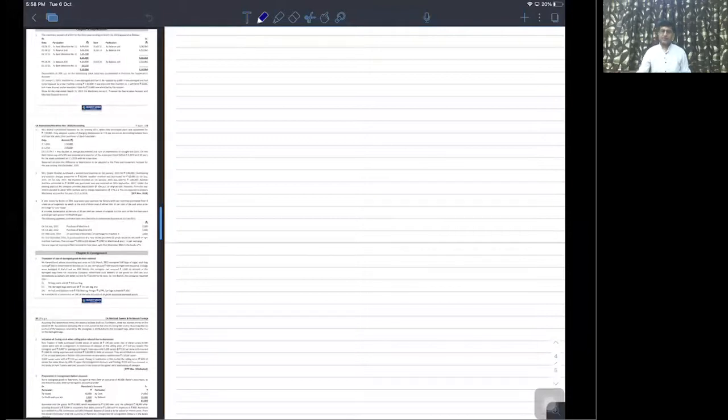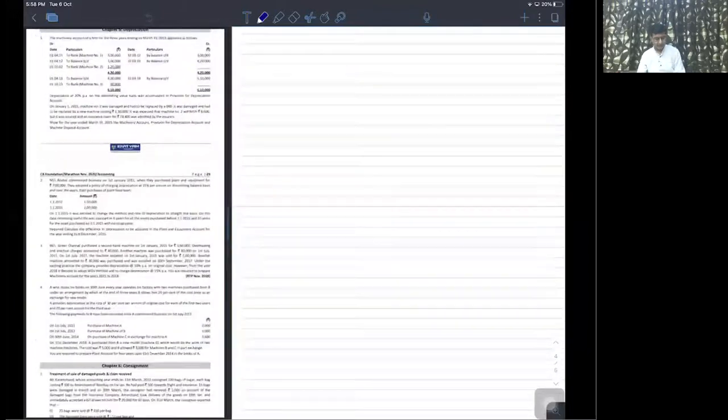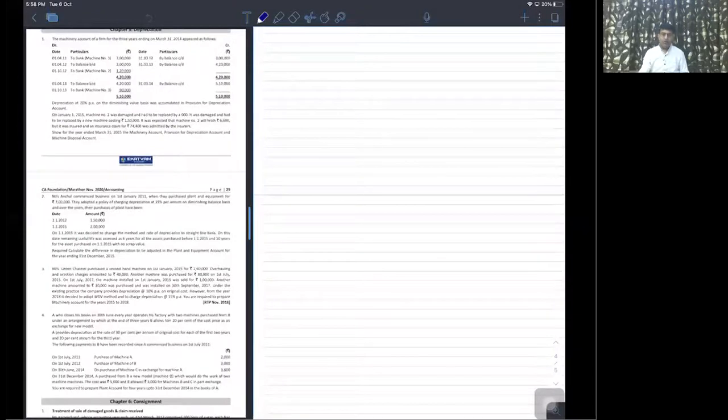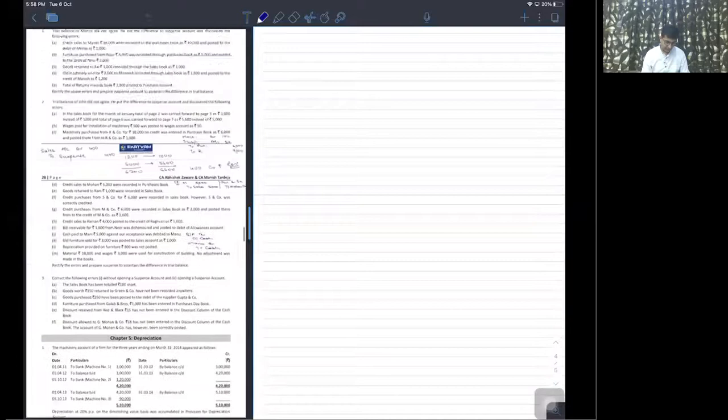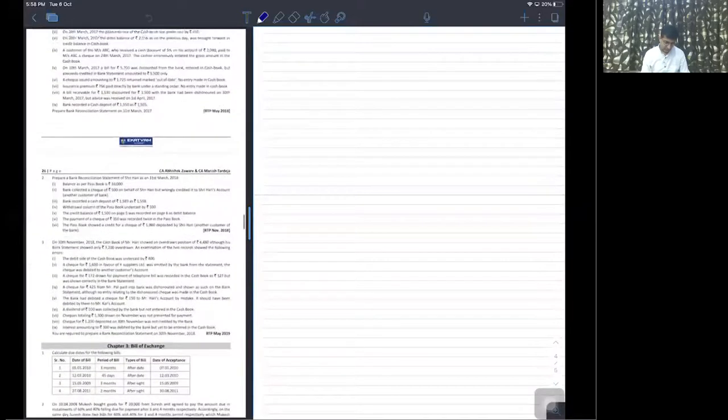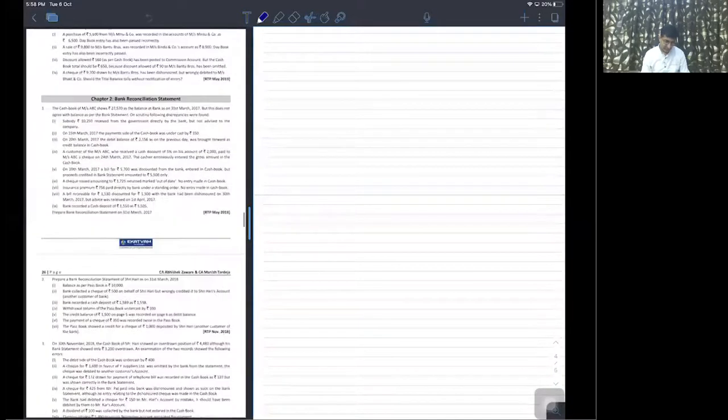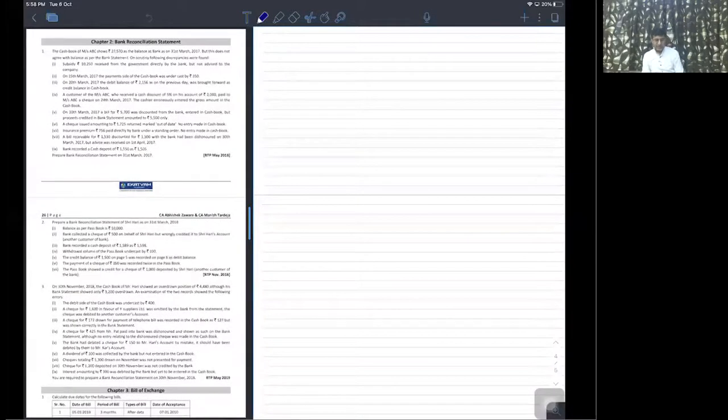If it is starting with the passbook, then yes, you have to first arrive at the cash book balance, then prepare the adjusted cash book. Let me come to the questions now of the BRS. Yes, the cash book of Messrs ABC.